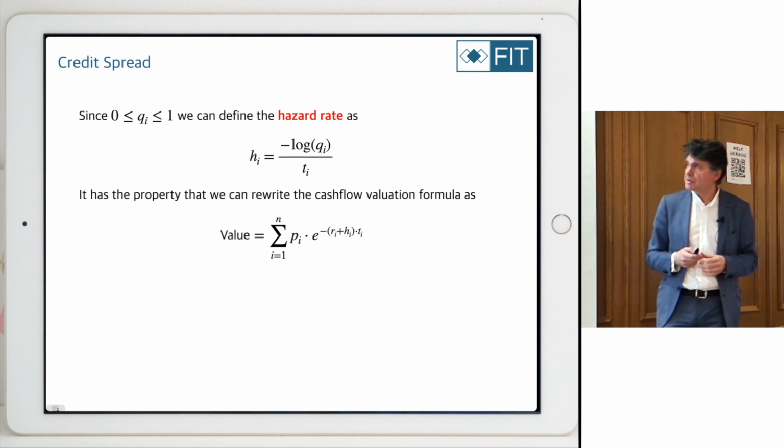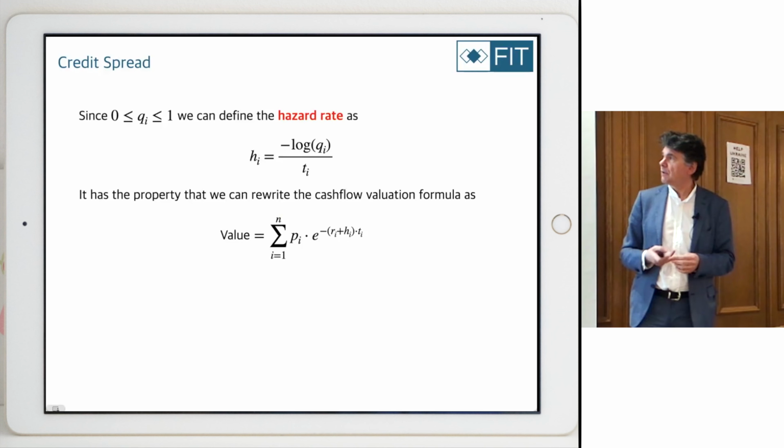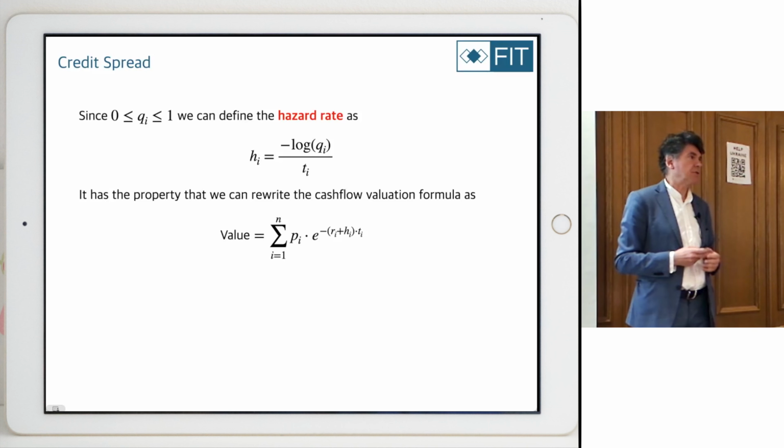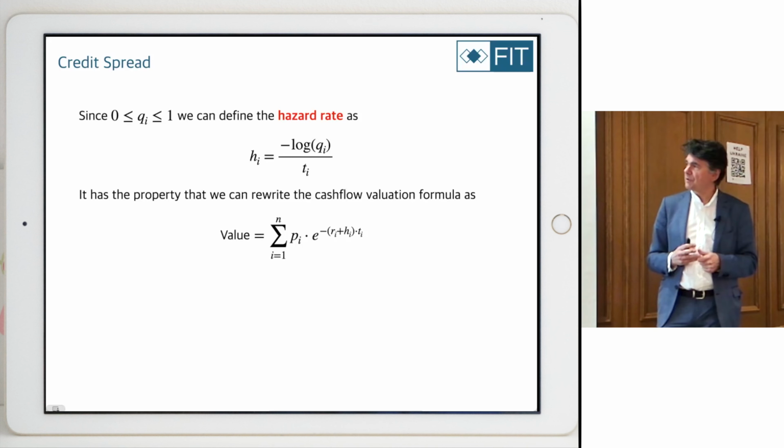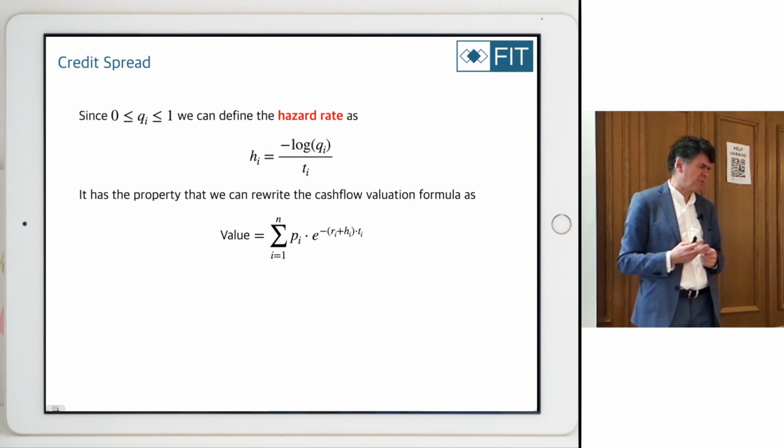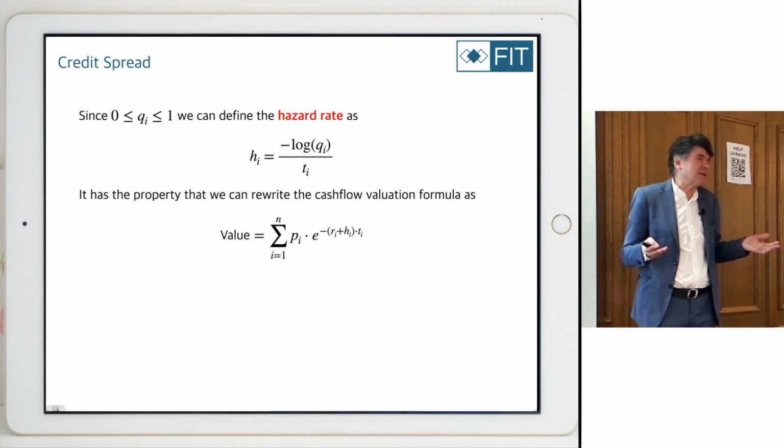It has the interesting use that if I rewrite my cash flow valuation formula using the hazard rate and not the probability of solvency, my cash flow valuation formula takes this shape. Something very interesting just happened. What is it? I have the same cash flow valuation formula as in day 1 of this course, when every payment was going to happen for sure. The only difference is that the rate has changed. The rate has increased.